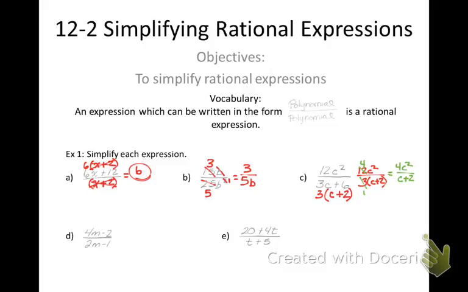D. Why don't you do it right now on your own? Okay, so on the top I can factor out a 2. So I have 2 on the outside and then 2m minus 1 on the inside. And then on the bottom it's just 2m minus 1. I can't factor anything else. So 2 on top and 1 on the bottom equals 2. So your answer is 2.